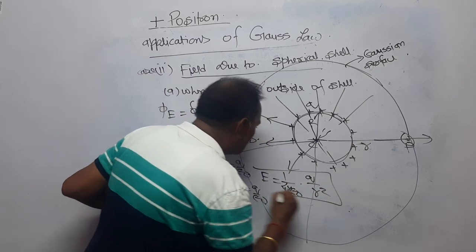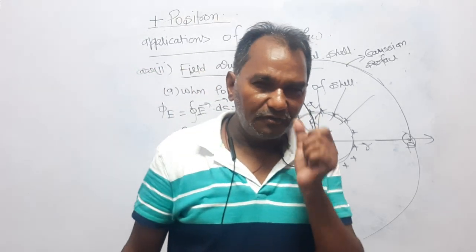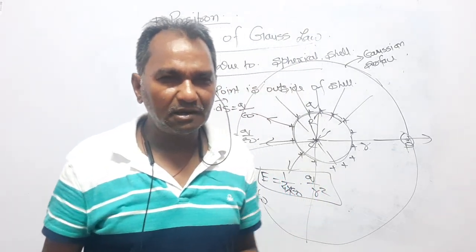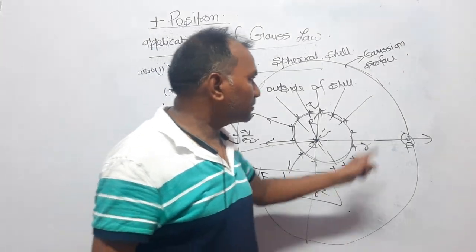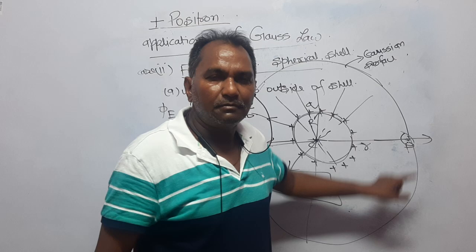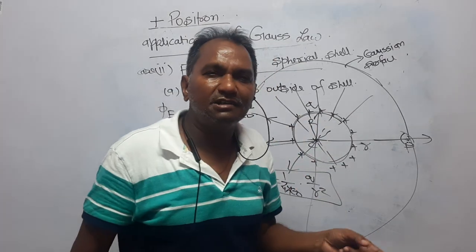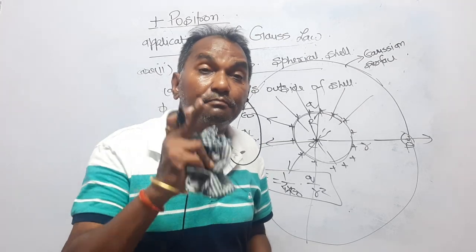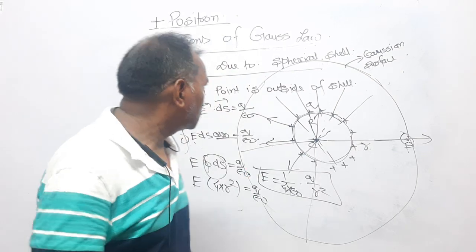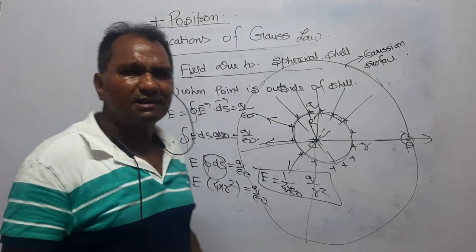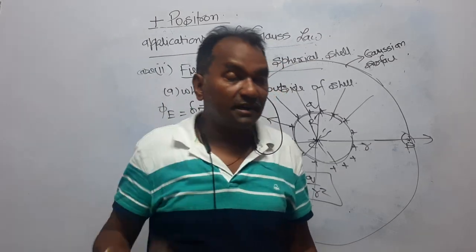Now dear student, this is the field due to a point charge at a distance small r away, right? It means if the point is out of the spherical shell, then the whole charge you can assume that it is kept at the center and behaves like a point charge, because similarly to a point charge you have got that result. Now dear student, this was the case when the point was outside of the shell.